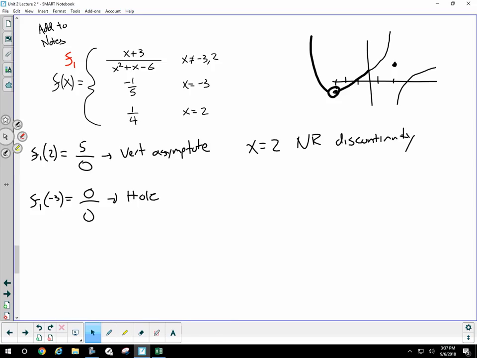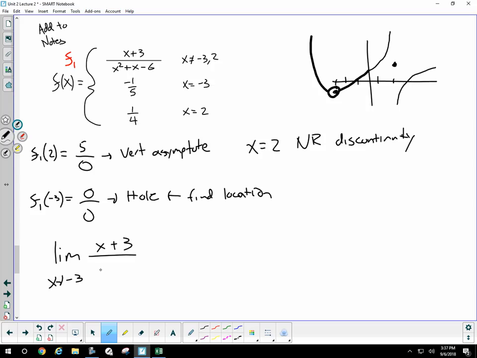So what we need to do is we need to make sure that this function approaches -1/5. We have to see if it does or not. And I could see, hey, what is the location of this hole? And we can find the location of that hole by finding the limit and using our algebraic processes to find this limit.